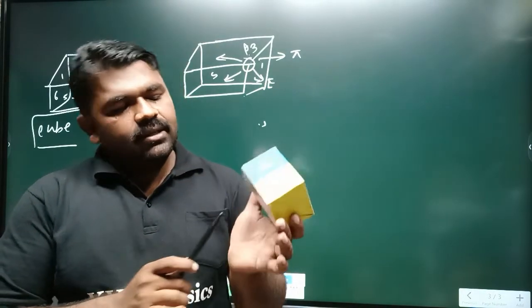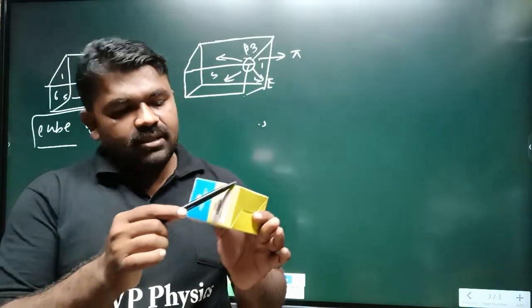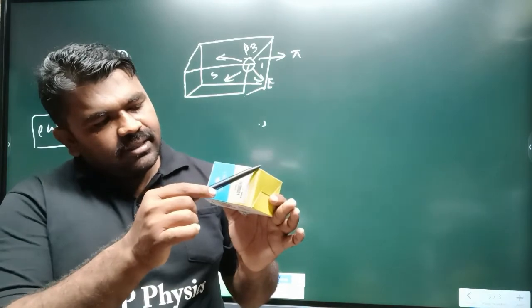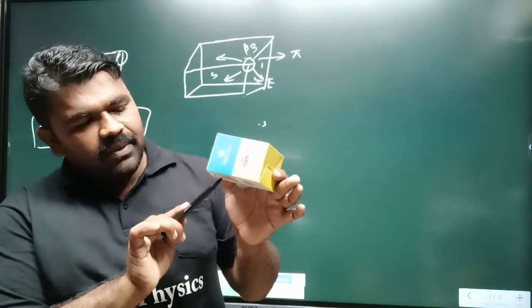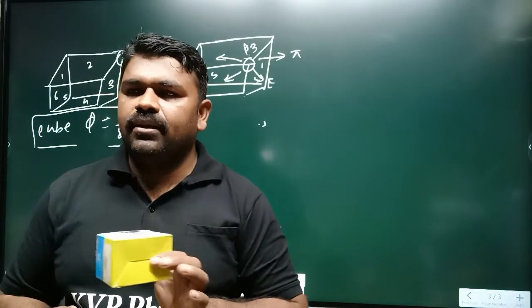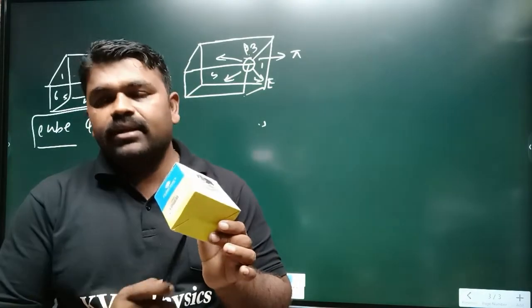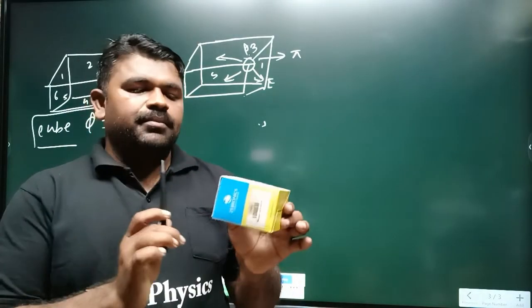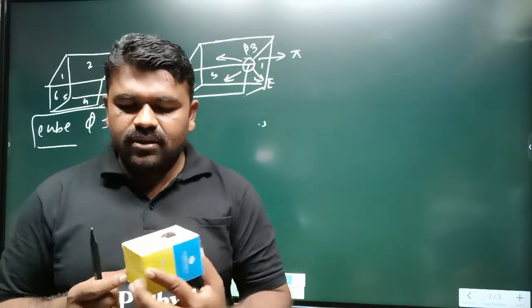Okay. Next, we can take the below part. Charge is here. Electric field in this direction, area vector in this direction. Again, here also the angle is not equal to 90. Then flux phi is not equal to 0. Means from this area flux is not equal to 0, and this area also flux is not equal to 0.